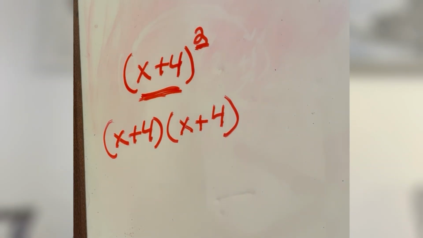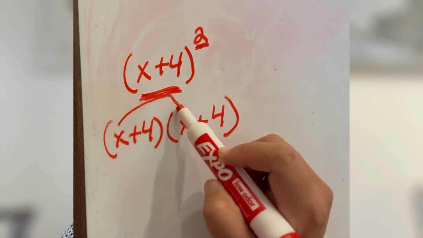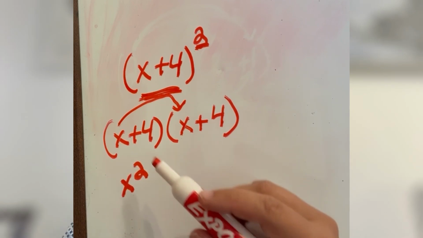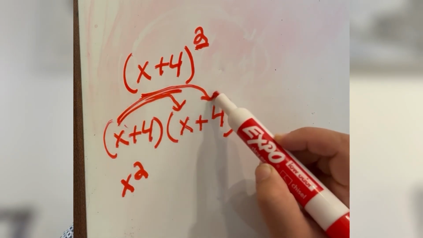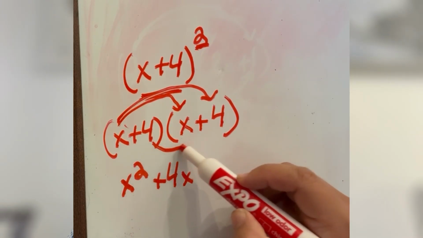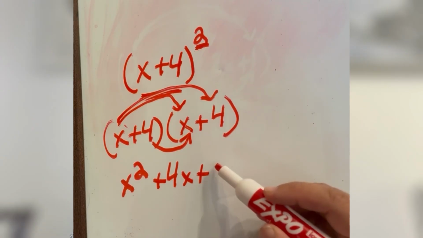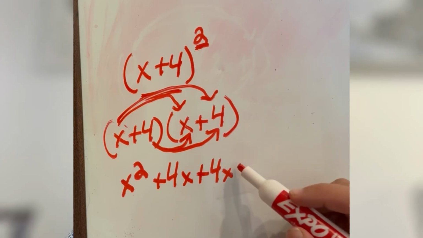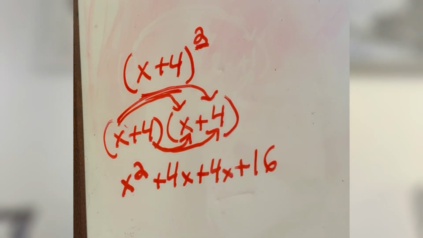So now we can do our FOIL method for multiplying these binomials. So we're going to have x times x, which is going to give x squared. Then we're going to multiply x by plus 4 to give us plus 4x. Then we'll multiply positive 4 by x to give us plus 4x. And then we'll multiply 4 times 4, which will give us 16. Again, we're going to look to combine like terms. So we'll have x squared plus 8x plus 16.